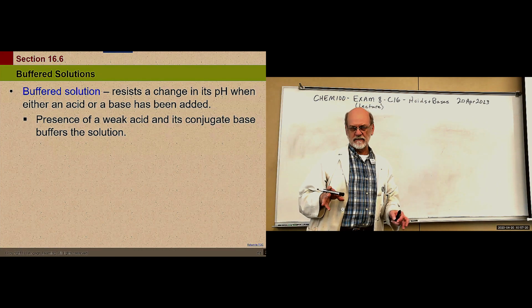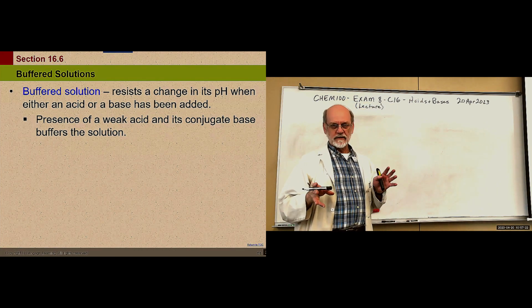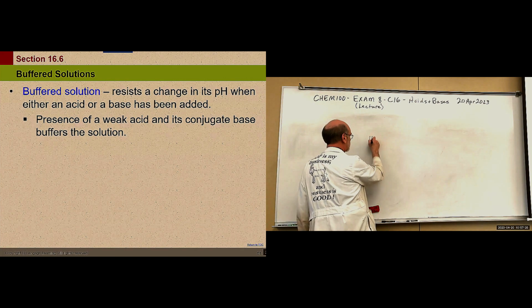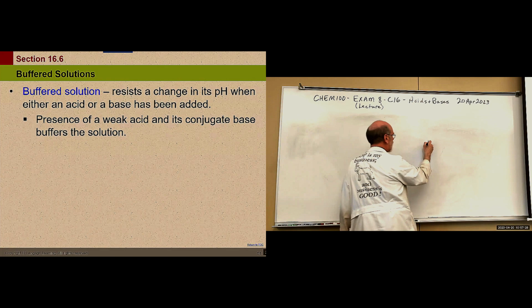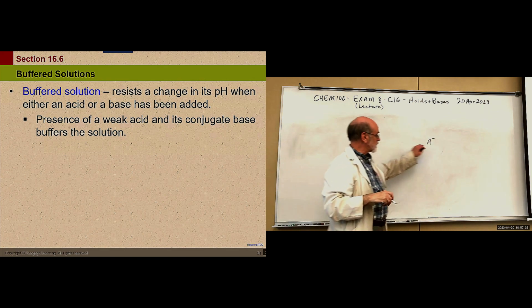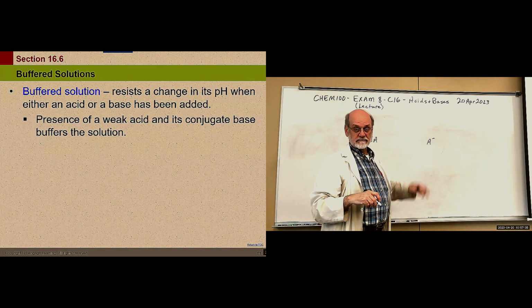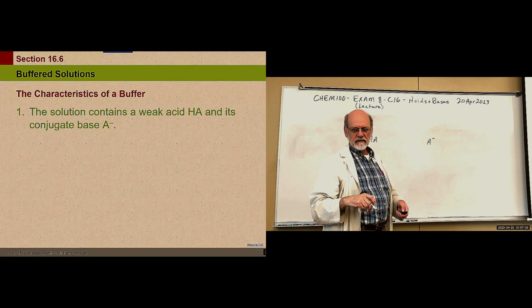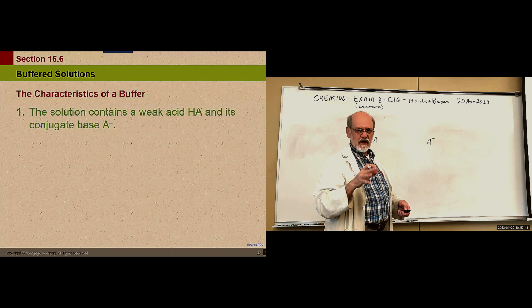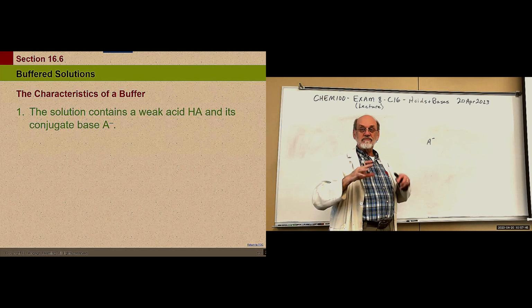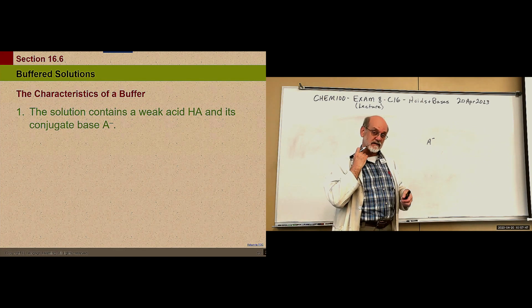Well, typically, most buffers are composed of a weak acid and its conjugate base. Right? A certain amount of this and a certain amount of that. Let's see if I got it animated here. Yeah, there's a weak acid and its conjugate base in solution at the same time. So you mix it that way. You make it that way.